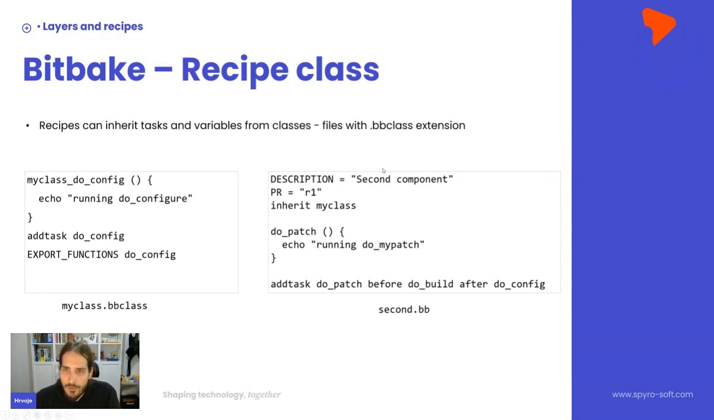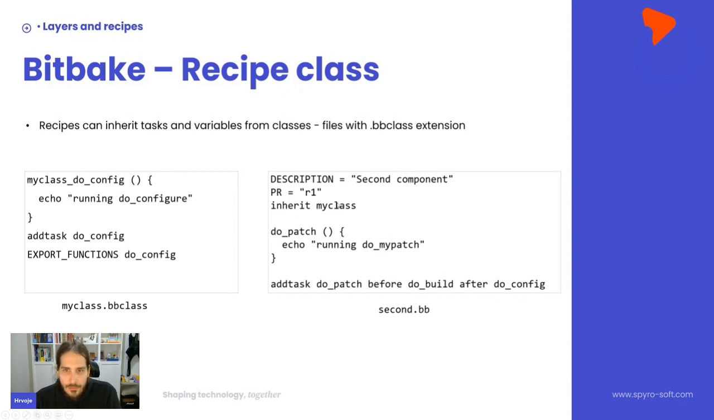Then we also have the recipe. Now it's called second component with revision R1, and we can see here it's inheriting my class. Then it has its own do_patch task, which is added to be executed before do_build and after the do_config task.